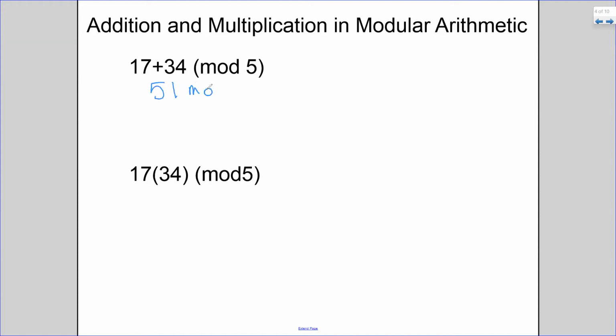And if we're doing 51 mod 5, I think it's pretty easy for us to say, well, that's going to go in 10 times, but we don't care about how many times it goes in. All we care about is the remainder, which in this case is 1.